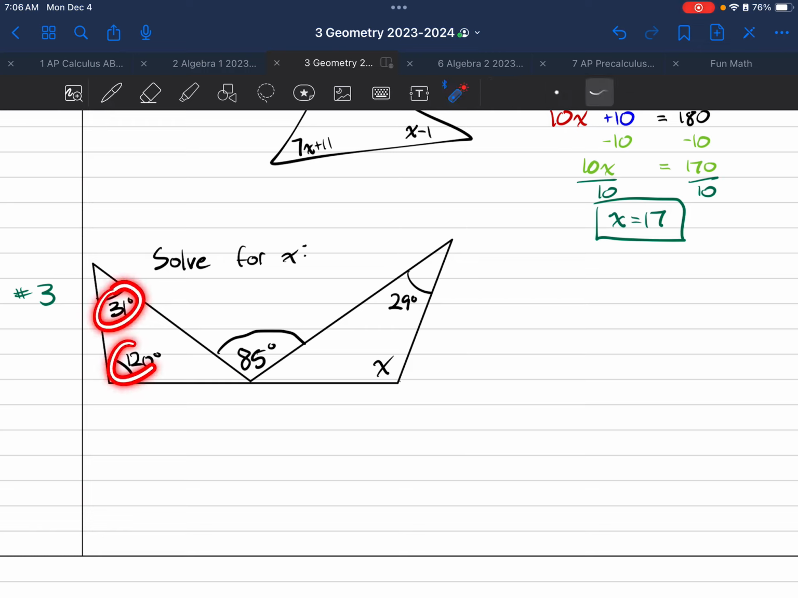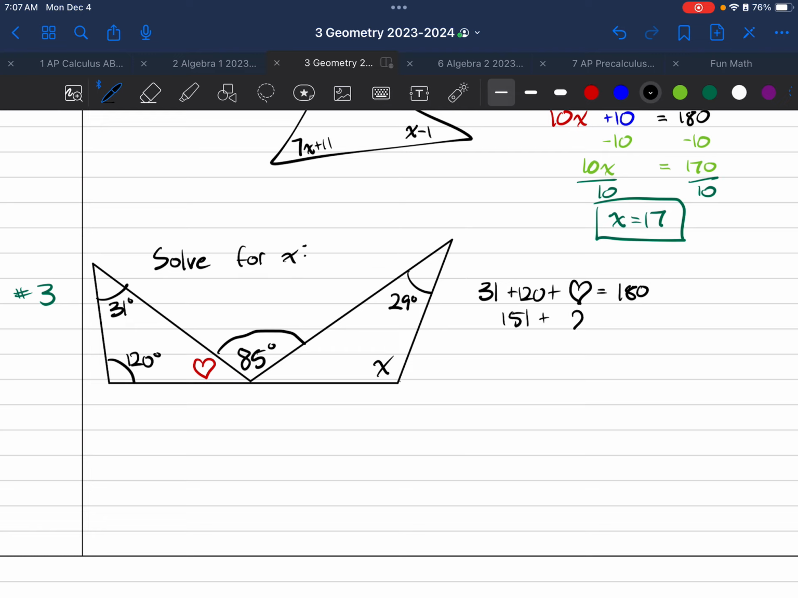So how am I going to solve this problem? Well, I have two angles here. If I have two angles in any triangle, I can figure out the third angle because I know they all add up to 180 degrees. So let's find this angle right here, which I'm going to call heart. How do I find heart? Well, I know that 31 plus 120 plus heart add up to 180 degrees. So combining like terms, this is going to be 151 plus heart equals 180 degrees. And if I subtract 151 from both sides, I'm going to get heart is equal to 29 degrees.